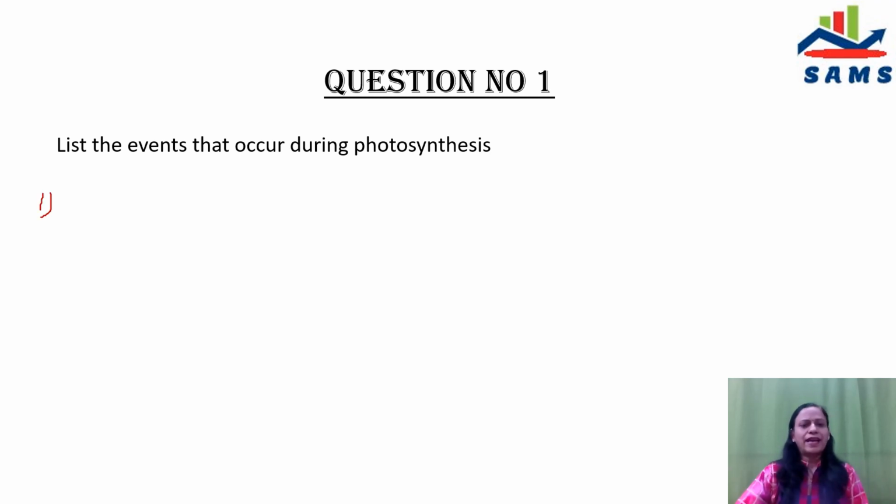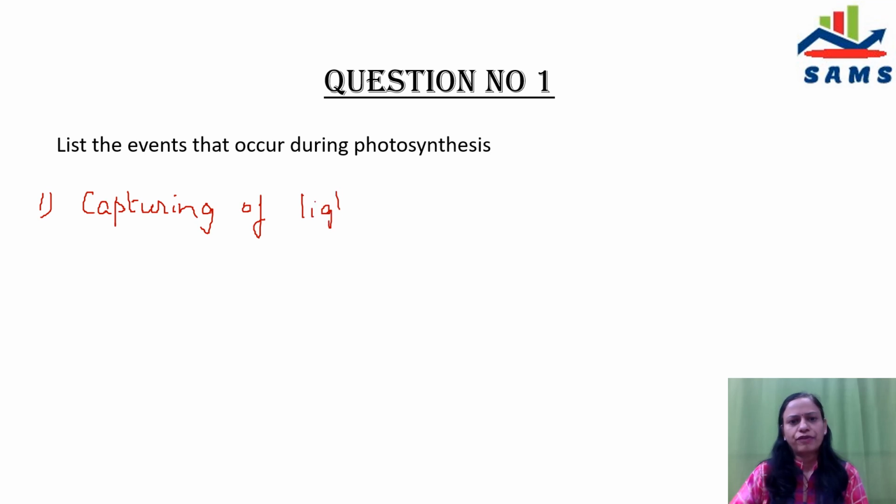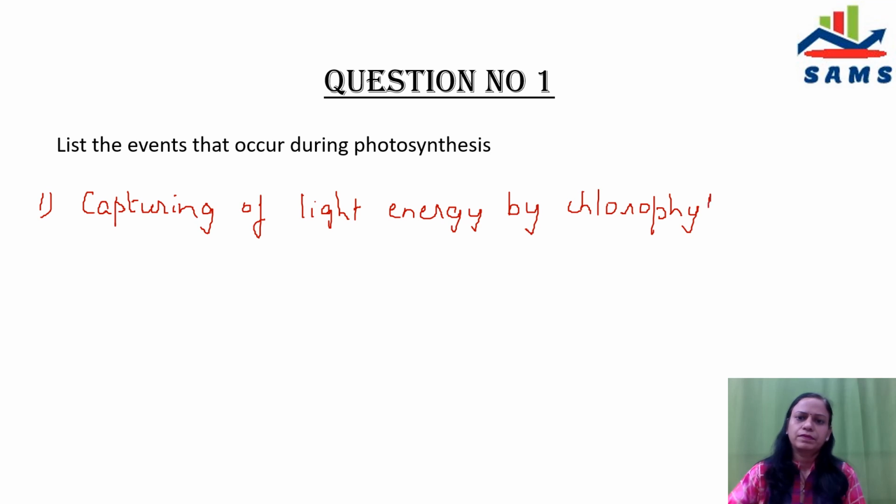So the first point you'll be writing that chlorophyll captures the sun's energy and converts it to chemical energy in the form of ATP. So the first point to be written here is capturing of solar energy by chlorophyll or light energy by chlorophyll and converting it to chemical energy in the form of ATP. So this is the first step involved.